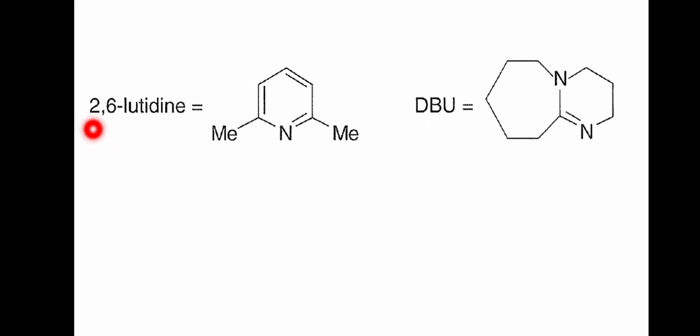This is the structure of the base that I had mentioned. 2,6-lutidine is nothing but, you start numbering from here: 1, 2, 3, 4, 5, 6. 2,6-dimethylpyridine. That is 2,6-lutidine, and this is another bulky base called DBU.